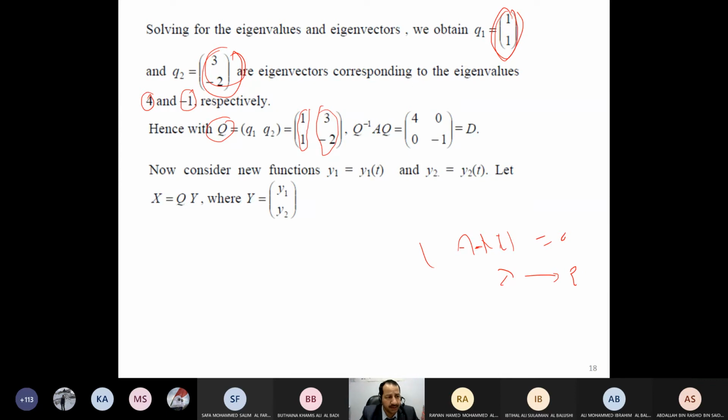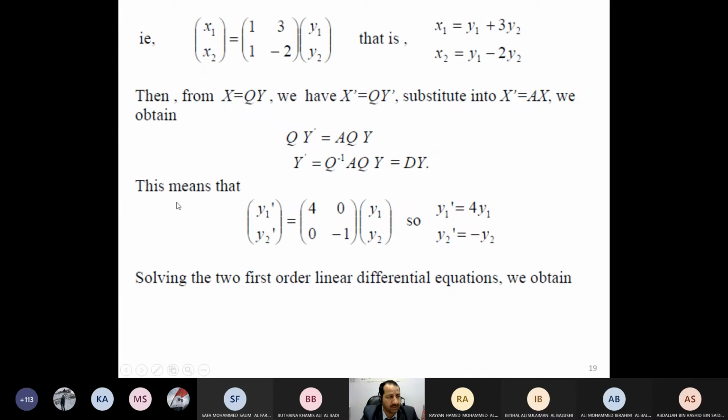Now this Q, I find its inverse. I multiply Q inverse by A and then by Q, and I got D, which is a diagonal matrix. Its diagonal is the eigenvalues, the ones I just got. You see? I got it. Now I can substitute to find the value. Have a look.